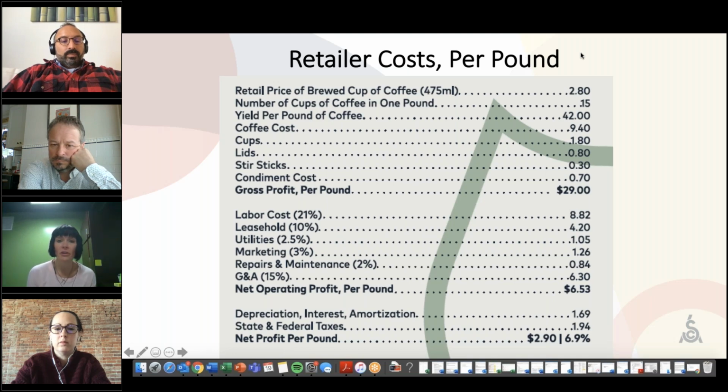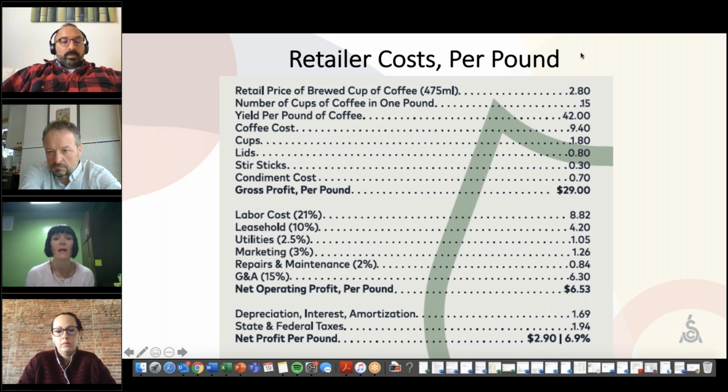You're going to use Peter's scenario of your coffee cost of $9.40 for your pound of coffee there. Your cups, for those 15 cups that you sold, are going to be $1.80. Your lids are going to be 80 cents. Your stir sticks are going to be 30 cents. And your condiment cost is going to be 70 cents. Now, that's not per cup. That's talking about to sell those cups in that pound of coffee.